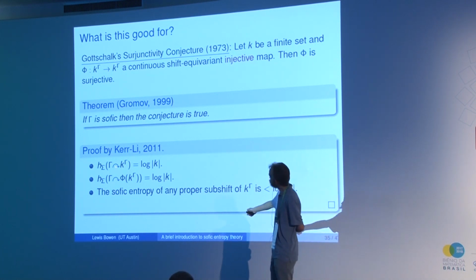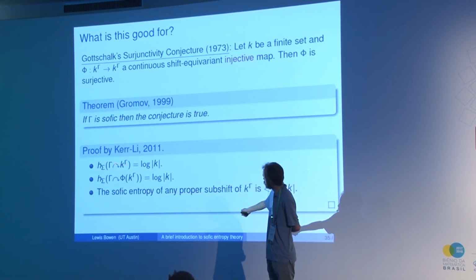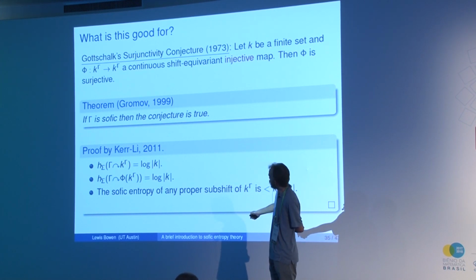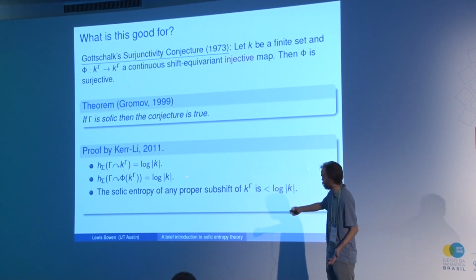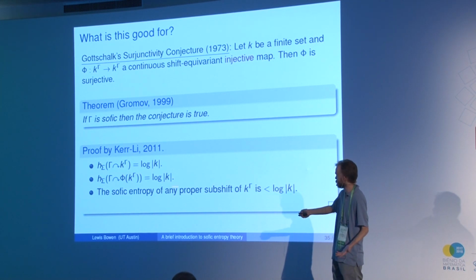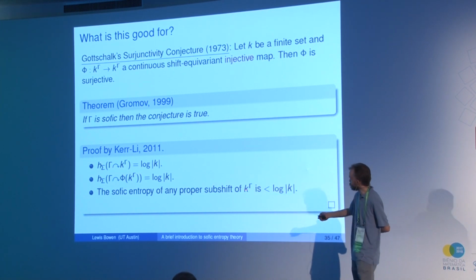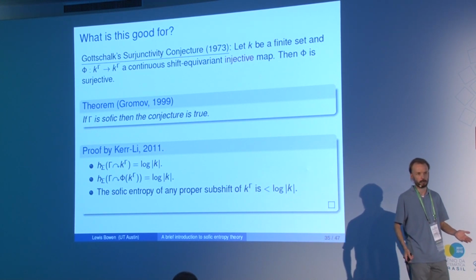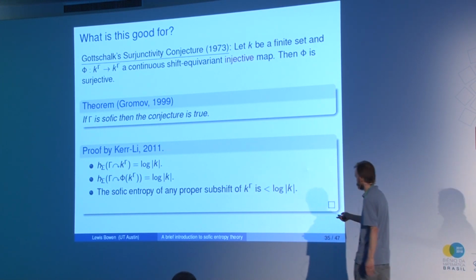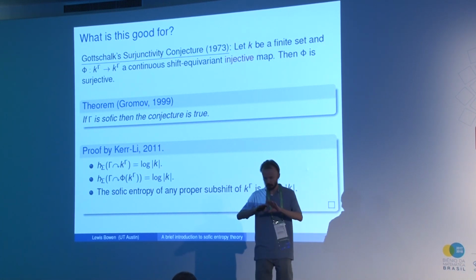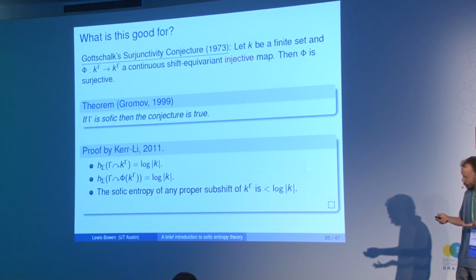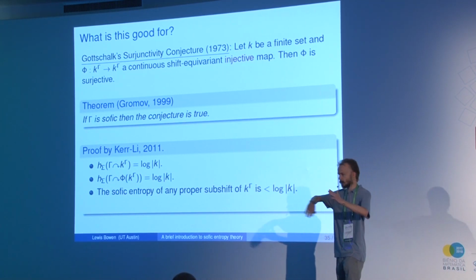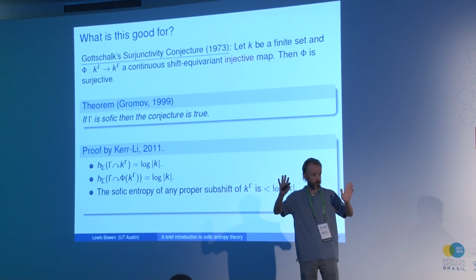Okay. So the entropy of this action, of the full shift, is just log of the cardinality of K. So if we have an injective map, well, entropy is a topological conjugacy invariant, so it has to preserve the entropy. The entropy of the image still has to be log of K. But the entropy of any proper subshift is strictly less than log K. And that's easy to see. If you have any finite portion of the group, and saying that you have a proper subshift means that you have some finite forbidden configuration.